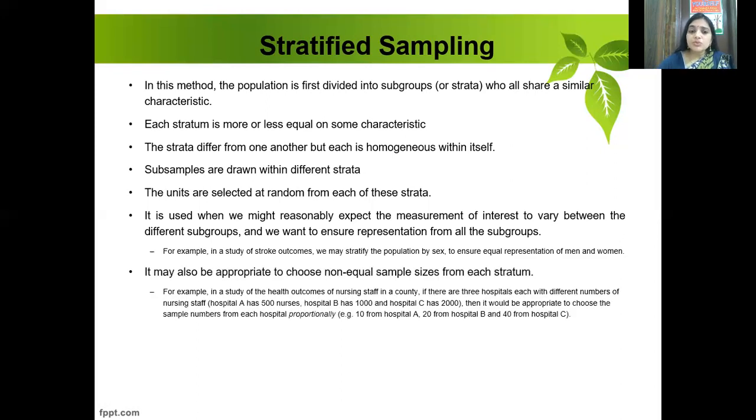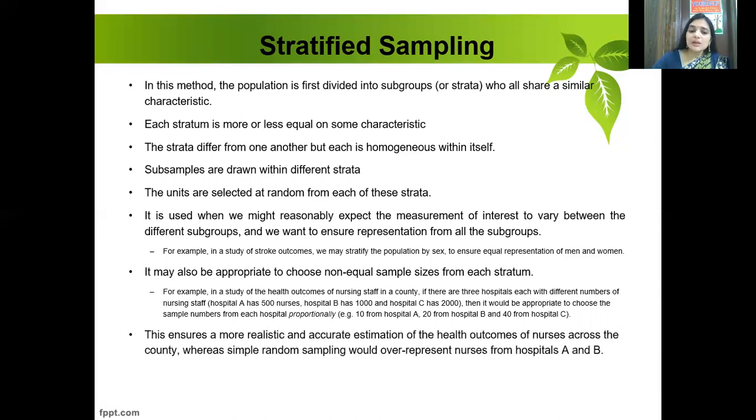It may also be appropriate to choose non-equal sample size from each stratum. Yes, this also happens in some cases when strata are of different sizes. For example, in a study of health outcomes of nursing staff in a country, if there are 3 hospitals, each with different numbers of nursing staff, hospital A has 500 nurses, hospital B has 1000 nurses, and hospital C has 2000 nurses, then it would be appropriate to choose the sample numbers from each hospital proportionally. For example, you can choose 10 people from hospital A, 20 from hospital B, and 40 from hospital C. This way it is proportionalized.